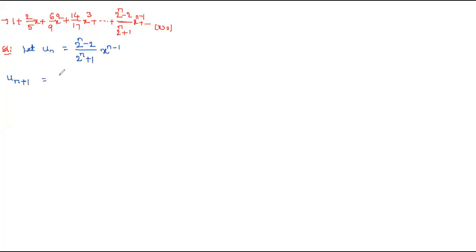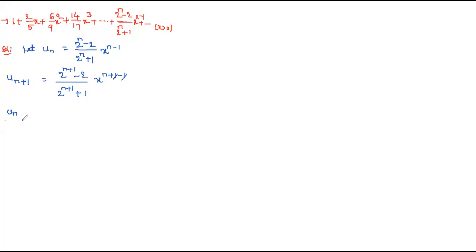So un plus 1 is equal to, simply we can write, (2^(n plus 1) minus 2)/(2^(n plus 1) plus 1) into x power, in place of n, you substitute n plus 1. So here it is n plus 1 minus 1, which cancels.